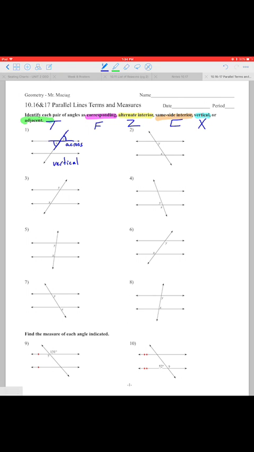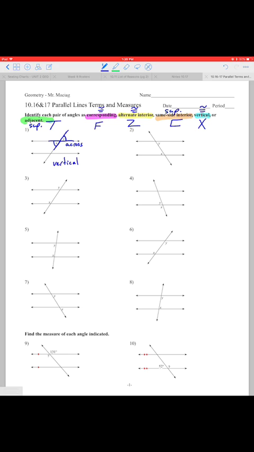So we said corresponding are congruent, alternate interior are congruent, same side interior are supplementary, vertical are congruent, and adjacent are also supplementary. You'll prove these later. We already proved and explained stuff about vertical and adjacent, but today in the next video you'll talk about proving corresponding, alternate, and same side interior. So that's how we would do number one.